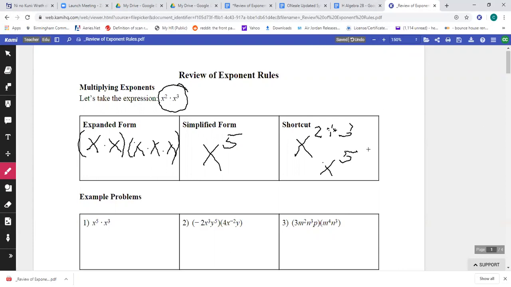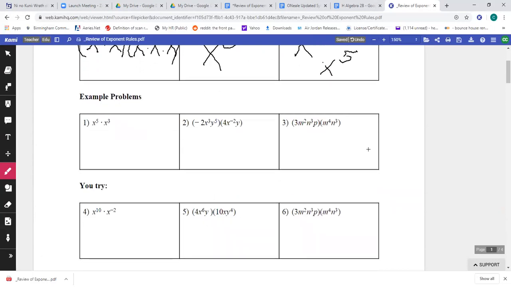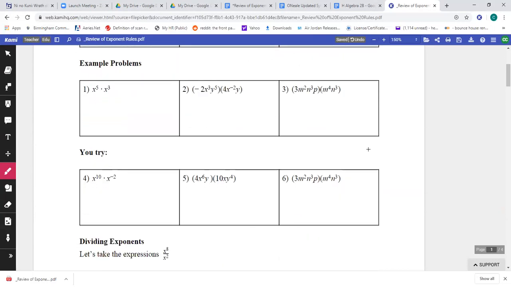Okay. So let's go ahead and do some example problems. X to the fifth times x to the third. This would be, you just add the exponents, x to the eighth.